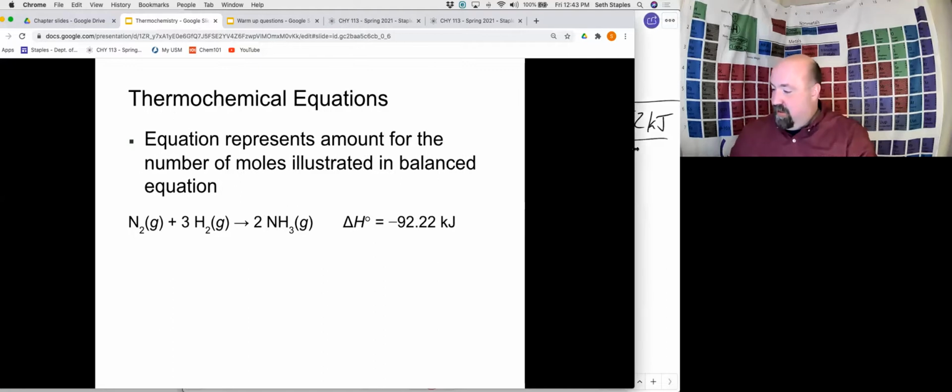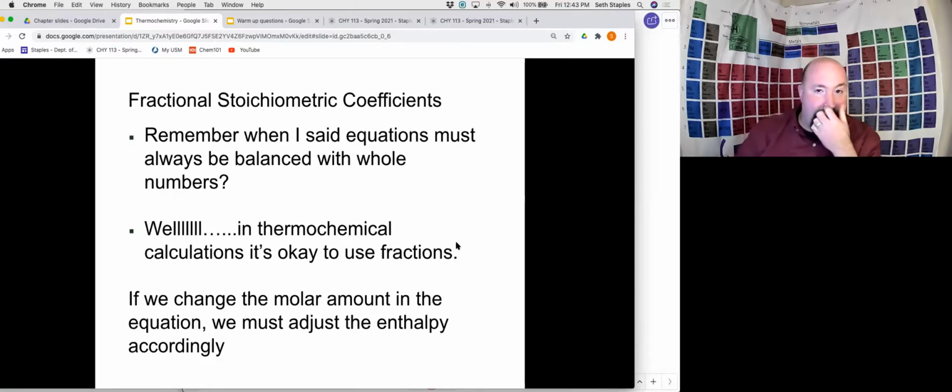Now, to throw a little bit of a loop at you, remember how when we were balancing equations, I told you that equations must always be balanced with whole numbers? Well, I'm going to mess with you now a little bit. In thermochemical equations, it is actually okay to use fractional amounts. The reason for that is because sometimes we might be interested in the energy change. For instance, in our last equation, we might be interested for whatever reason in the energy change that produces 1 mole of NH3. And so we could rewrite our thermochemical equation accordingly.